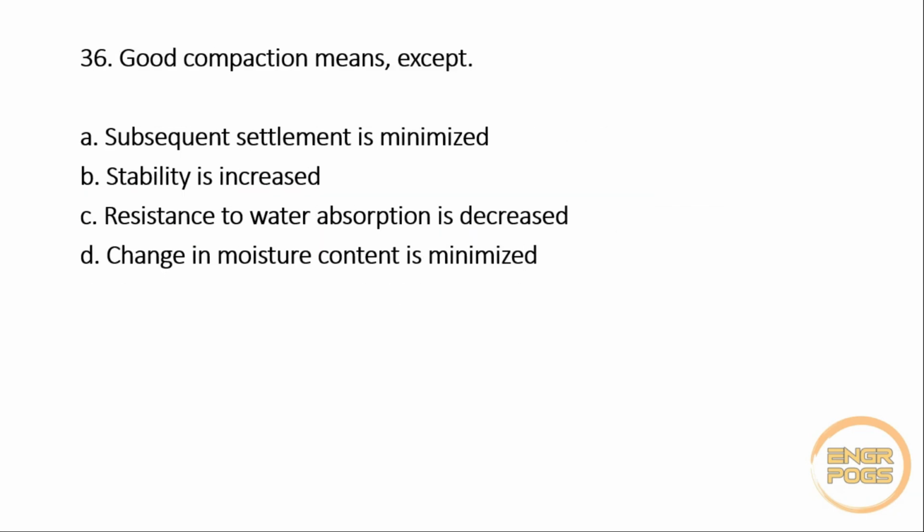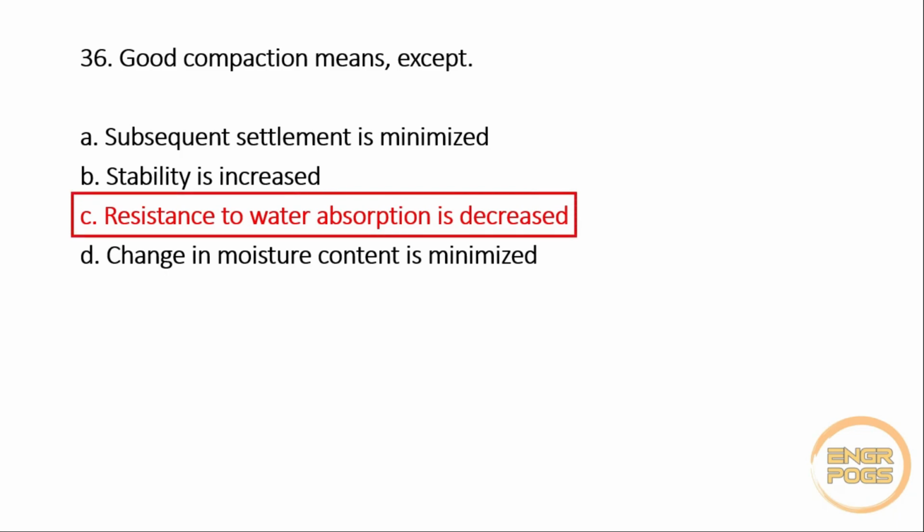Number 36. Good compaction means, except: A. Subsequent settlement is minimized. B. Stability is increased. C. Resistance to water absorption is decreased. And D. Change in moisture content is minimized. And the answer is letter C. Resistance to water absorption is decreased. Why? Because when the soil is well compacted, the resistance of the soil to water absorption increases.